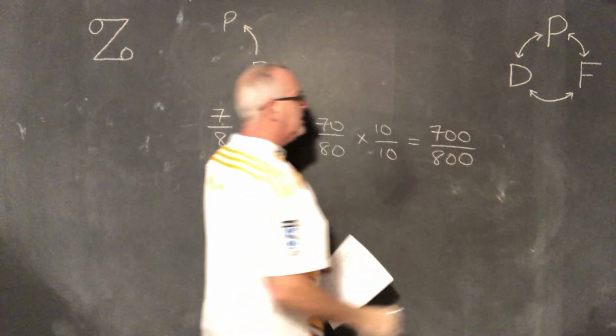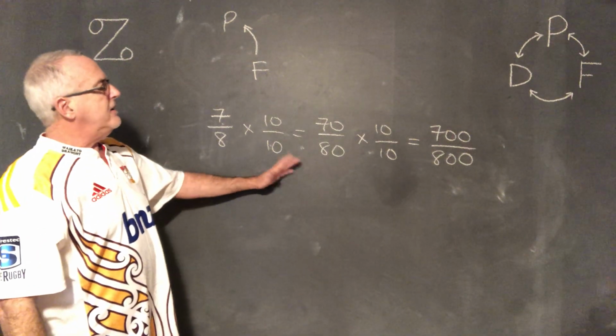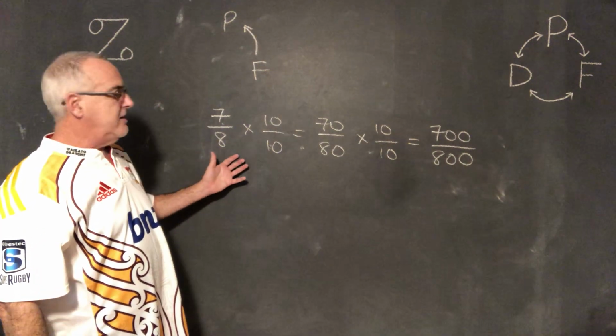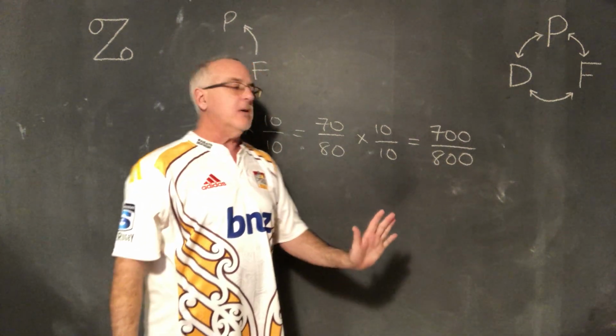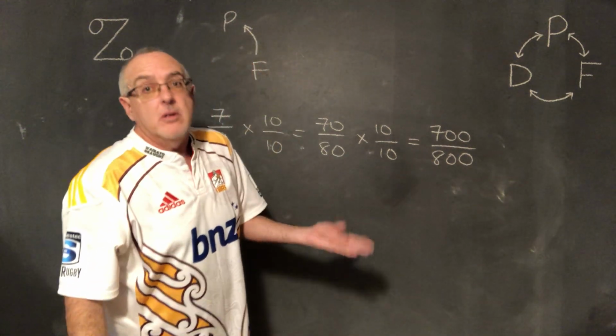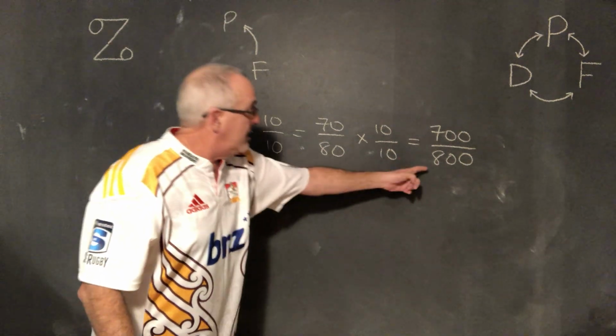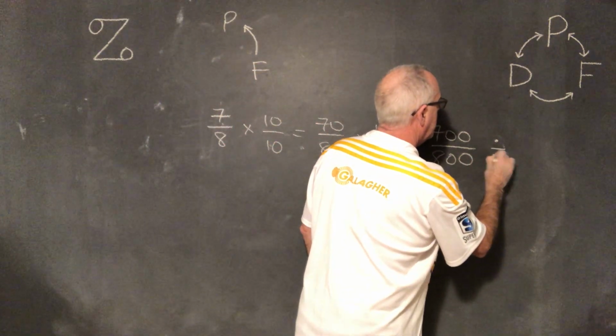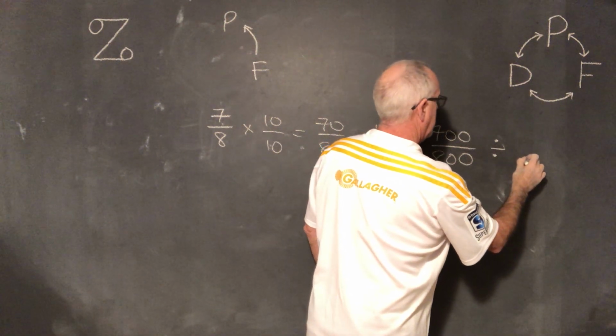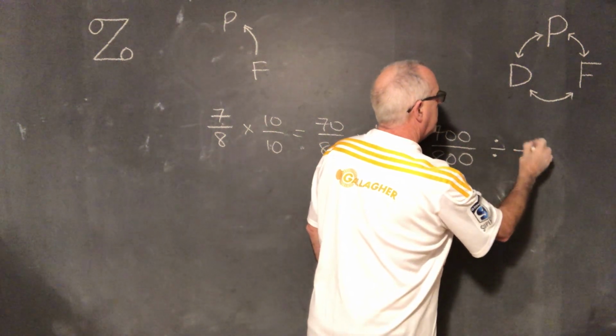Why am I doing this? I'm doing it because 8 was awkward. 80 was still awkward. 800 is starting to feel like it might not be so awkward because 800 is a multiple of 100, isn't it? I want that to be 100. Well, now what do I do? Divide by 8. But it has to be 8 over 8.